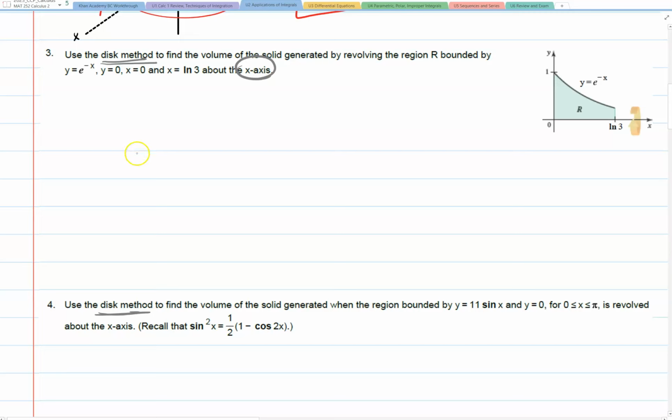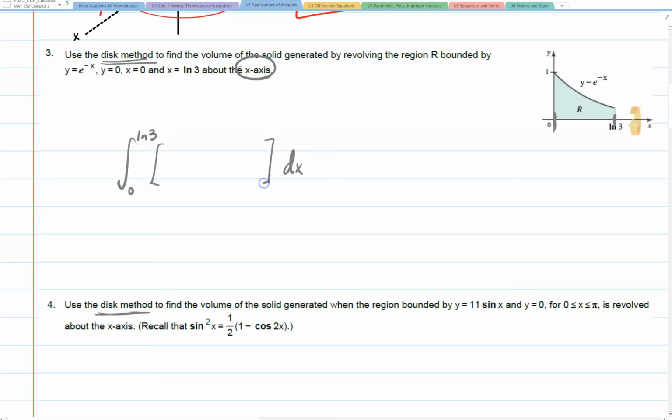around the x-axis. So right off the bat, we need to recognize that the integral to use the disk method revolved around the x-axis requires us to write the integral with respect to x. So that tells me that our boundaries have to live on the x-axis as well. So we use boundaries of integration from 0 to the natural log of 3.